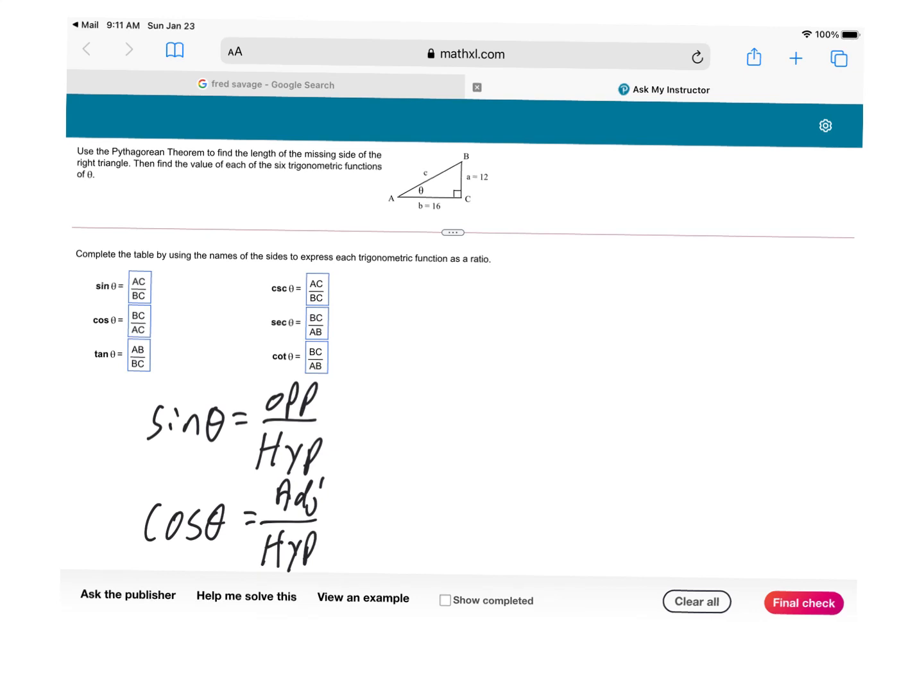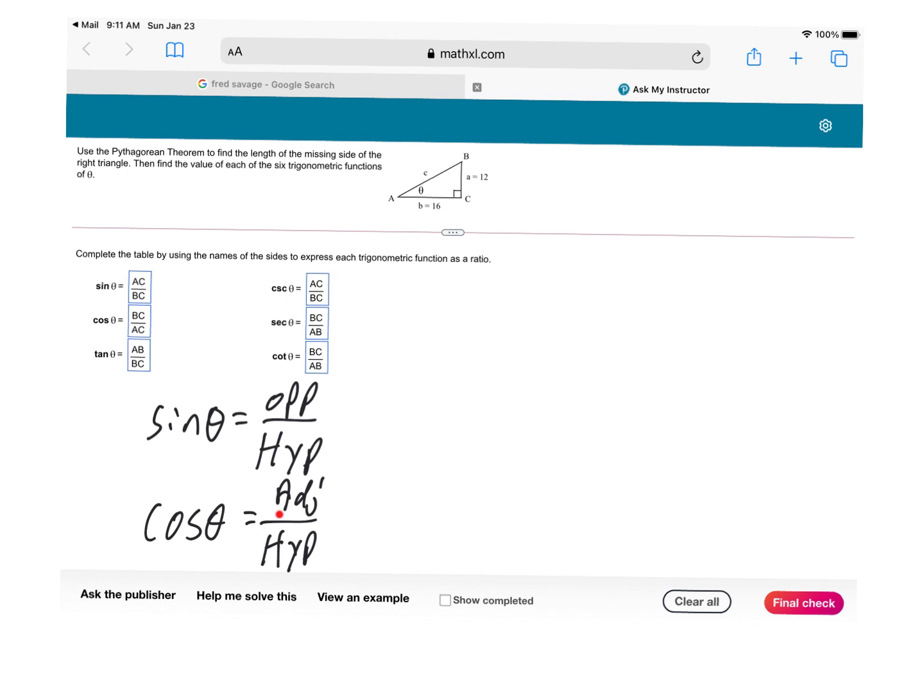I saw your question in the email. You want to use the Pythagorean theorem to find the length of the unknown side. So you need to find C, then find the values of each of the 6 trigonometric functions of theta. So I guess it's several parts. Looks like you're having trouble with the first part.